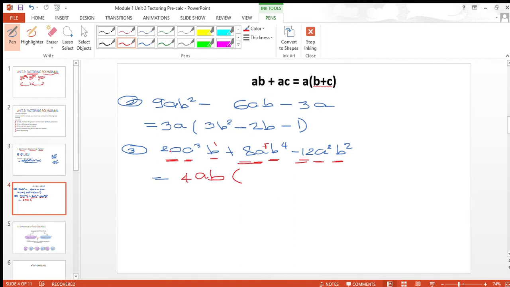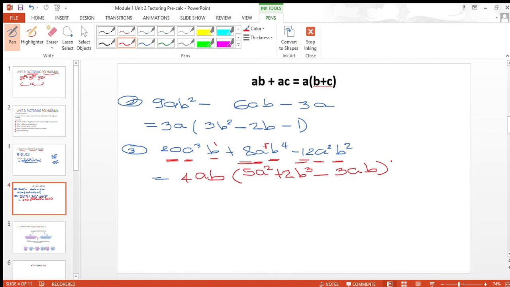So factoring out 4ab, 20 divided by 4 is 5. A cubed divided by a will be a squared. B divided by b is 1. Plus 8 divided by 4 is 2. A divided by a is 1. B to the fourth divided by b is b cubed. Minus 12 divided by 4 is 3. A squared divided by a is a. B squared divided by b is b. So we now have our final result: 4ab times 5a squared plus 2b cubed minus 3a.